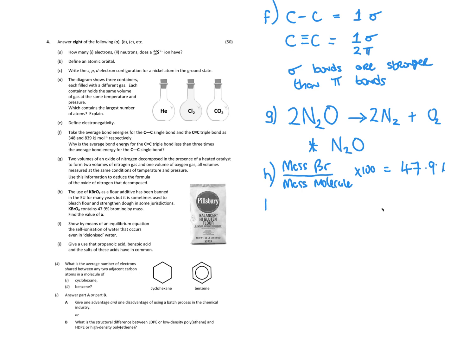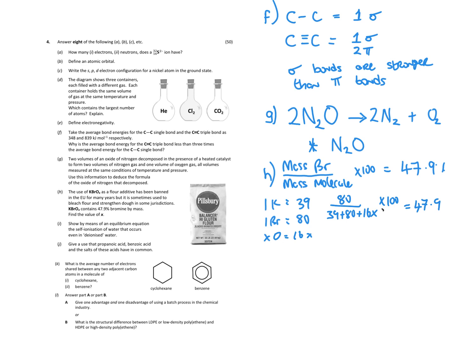So we've got 1 potassium, so that would be 39. We've got 1 bromine, that would be 80. And then we have x oxygens, so that would be 16x. So now, if we fill into our formula, the mass of bromine is 80 over the mass of the molecule, which will be 39 plus 80 plus 16x, and that will be multiplied by 100, and that will give us 47.9. And now, from this, we can go and figure out our x value to find how many oxygen atoms there are present in this molecule.